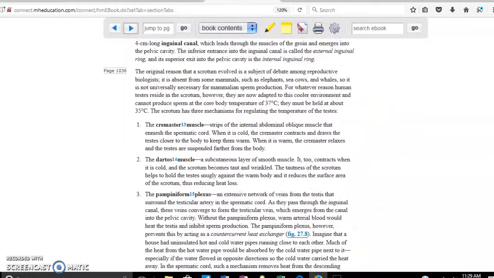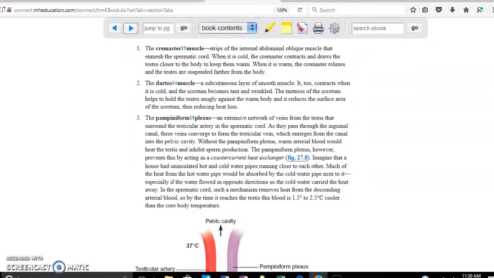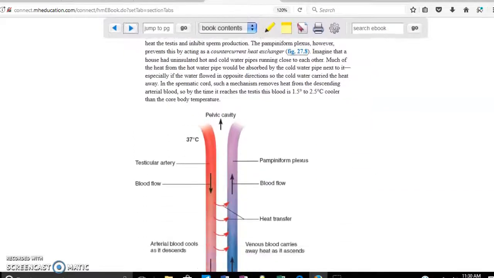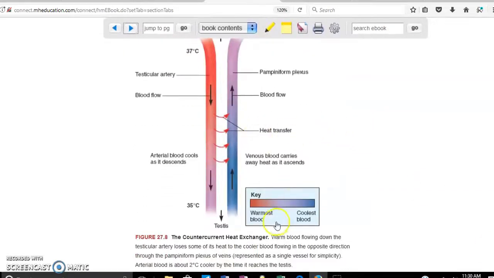Right here we said the cremasteric muscle and dartos muscles. We already talked about that. Pampiniform plexus, we said, is to remove the temperature. And here you can see red warm blood, cool blood. You see here this blood is going to the testicles, but the temperature in this blood gets removed by the pampiniform plexus. That's why in here it's becoming colder. And this pampiniform plexus goes back to the body. So let's keep scrolling down.